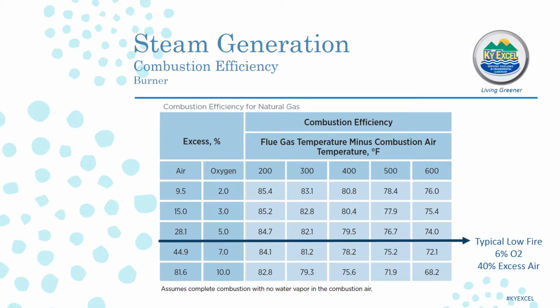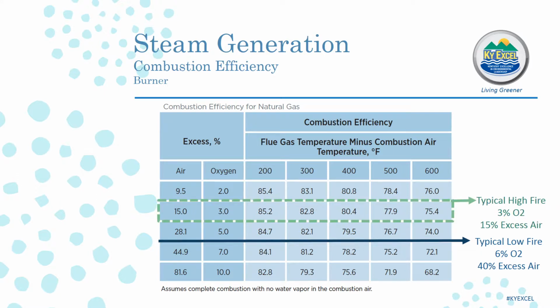A typical low fire setting uses 40% excess air and results in 6% oxygen content in the flue gas. A high fire setting uses approximately 15% excess air and results in 3% oxygen contained in the flue gas. On well-designed natural gas-fired systems, an excess air level of 10% is obtainable. The lower the percentage of excess air, the higher the combustion efficiency.